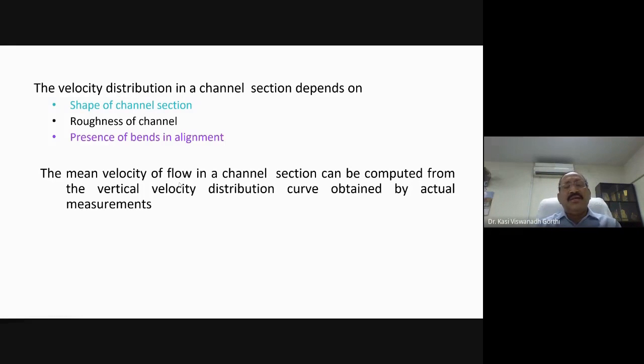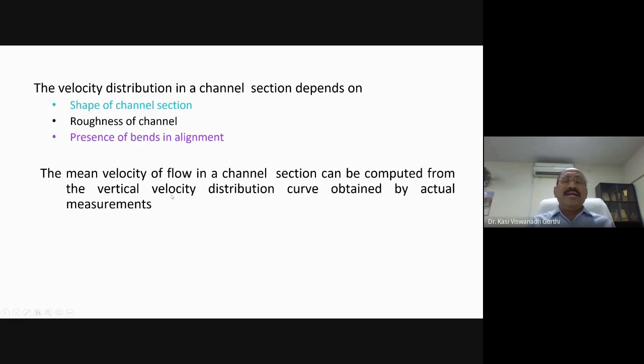The mean velocity of a flow, this is usual practice. Even in fluid mechanics, for pipe flows also, wherever there is non-uniform velocity distribution, we go for average velocity, mean velocity. We must have taken that up in our fluid mechanics subject. Same thing here also. So the mean velocity or average velocity of flow in a channel section can be computed from the vertical velocity distribution curve obtained by the actual measurements. If you take the actual measurements and take the average of all that, then you will get the mean velocity.